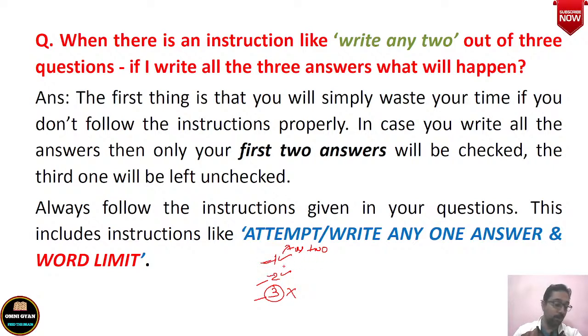Your answer number 1 and answer number 2 only. He or she will not check the 3rd answer, because this is extra. Why should the examiner check the extra answer? Number 1. Second disadvantage is what?